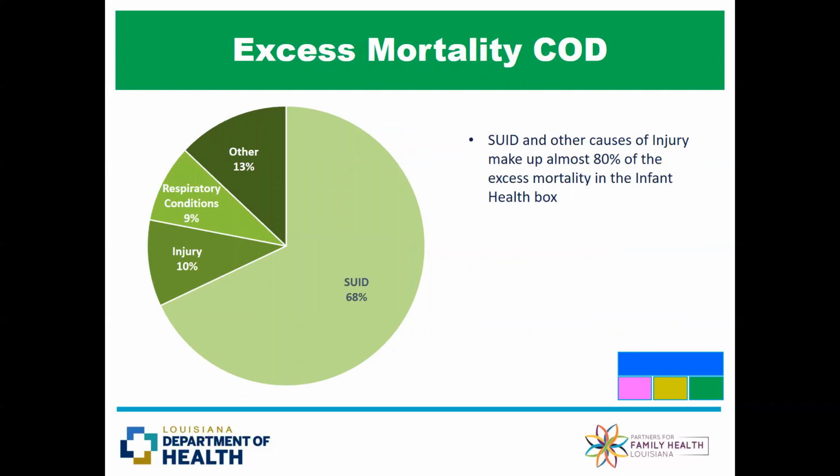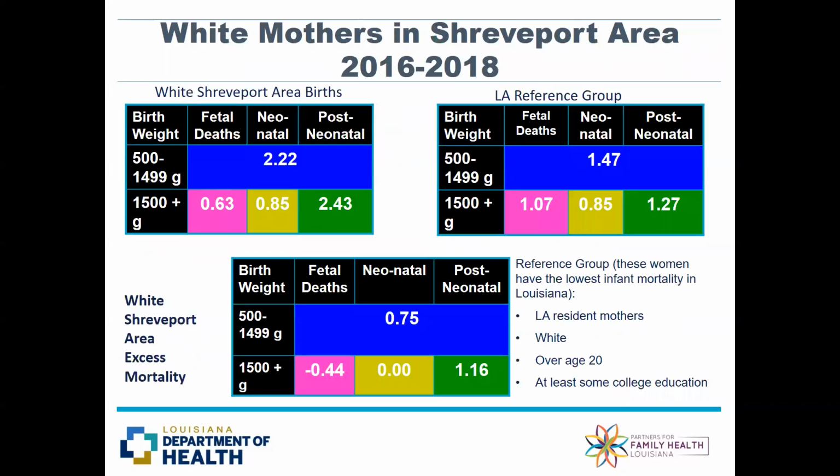And I found the majority of the excess mortality, almost 80%, were due to SUID or injuries. And in this area, the injuries were specifically homicides. Since the Shreveport area had higher counts than many other regions, I was able to break the PPOR phase 1 analysis down into white births compared to a white reference group and Black births compared to a Black reference group. And looking at the white reference group, we really aren't seeing that much excess mortality in the Shreveport area.